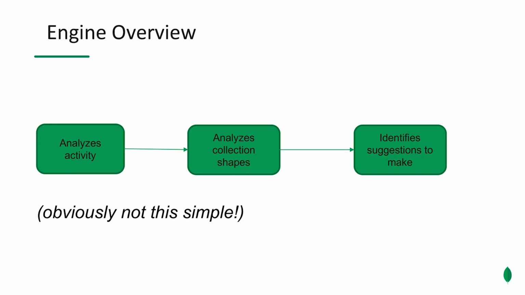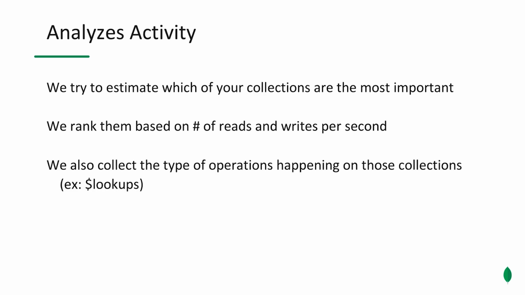So at a high level, the engine has a bunch of different components. And obviously it's not that simple, but the components are: it analyzes your activity, it analyzes the shapes of collections, and then based on the shapes, it identifies the suggestions to make. So pretty straightforward. It first analyzes which collections are the most important, then it analyzes the shape of a particular collection, and then based on the analysis, it tells you what are the schema suggestions that are worth highlighting.